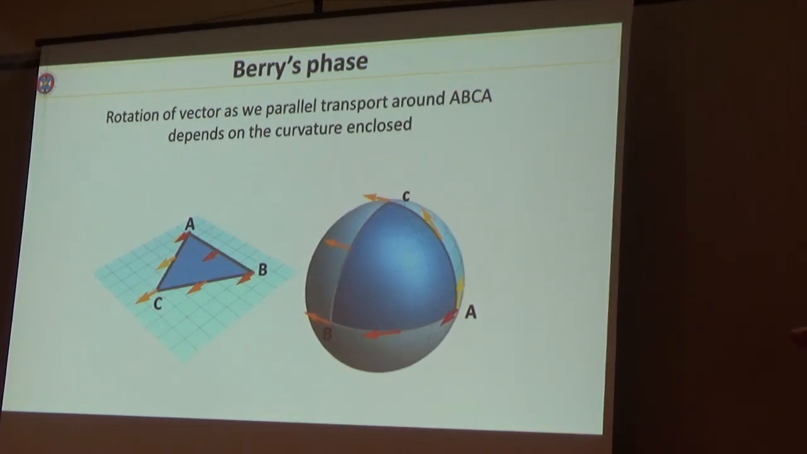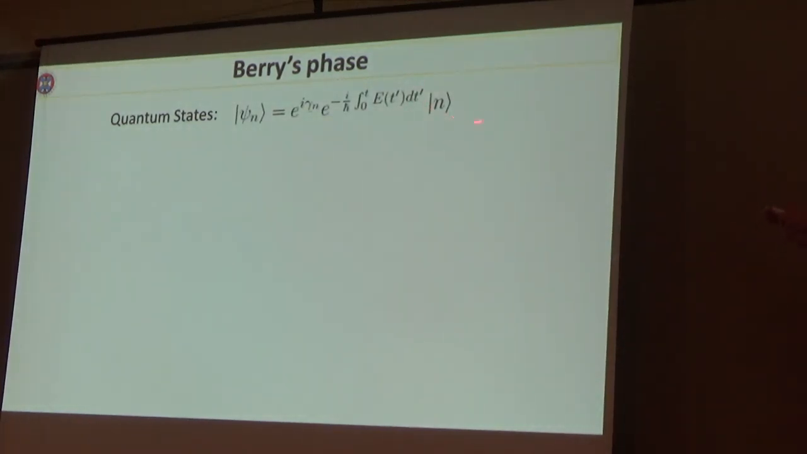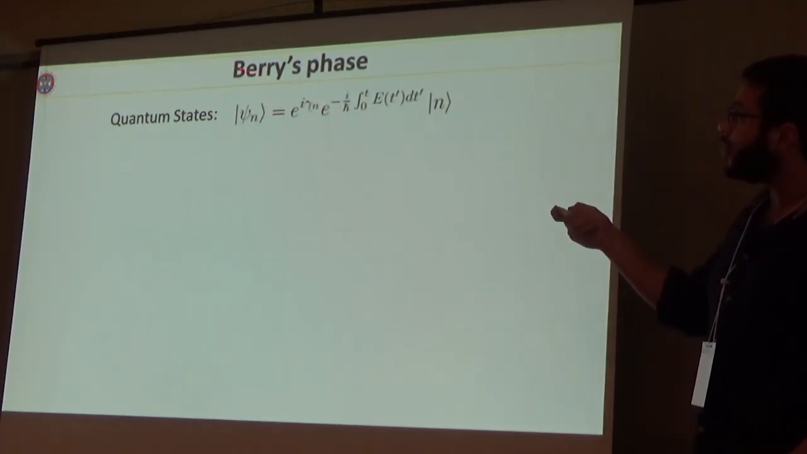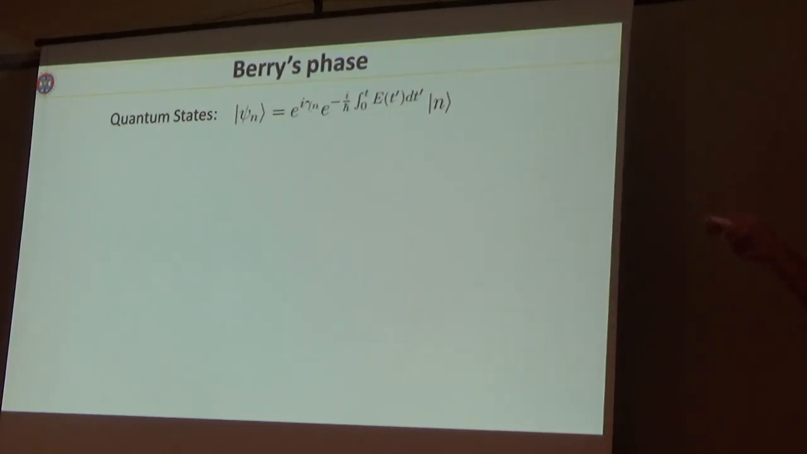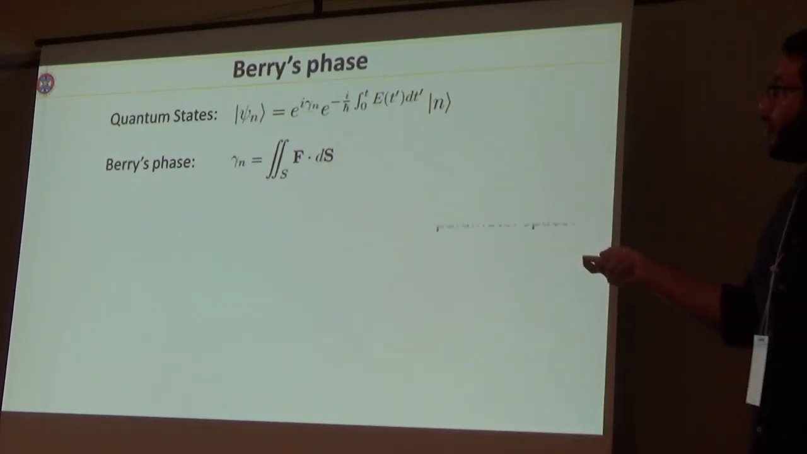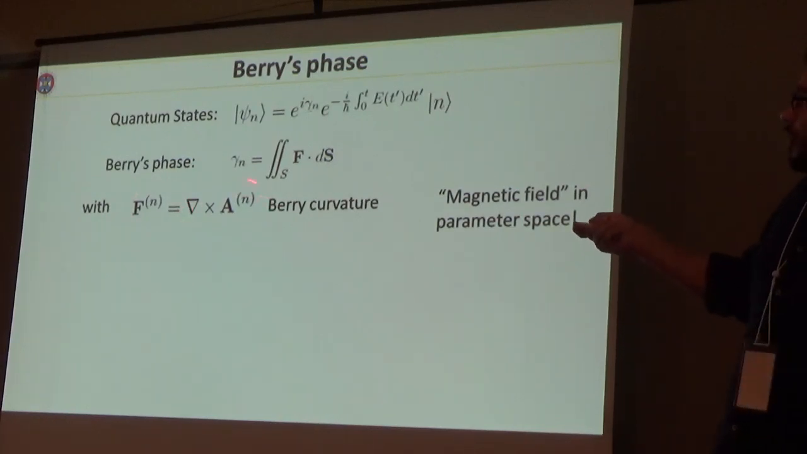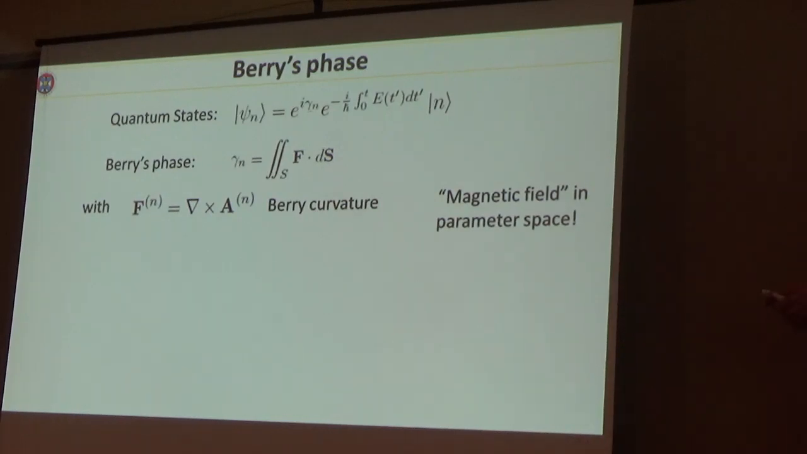And it turns out that this is also true in quantum theory, where if we have an initial state n, then it picks up this non-trivial phase factor that has to do with that rotation that I told you about. That gamma n there is the Berry's phase, which is defined with respect to the so-called Berry curvature, which is in turn defined in this way with a quantity that I'm not going to give here. And it's like a magnetic field in the space of parameters.